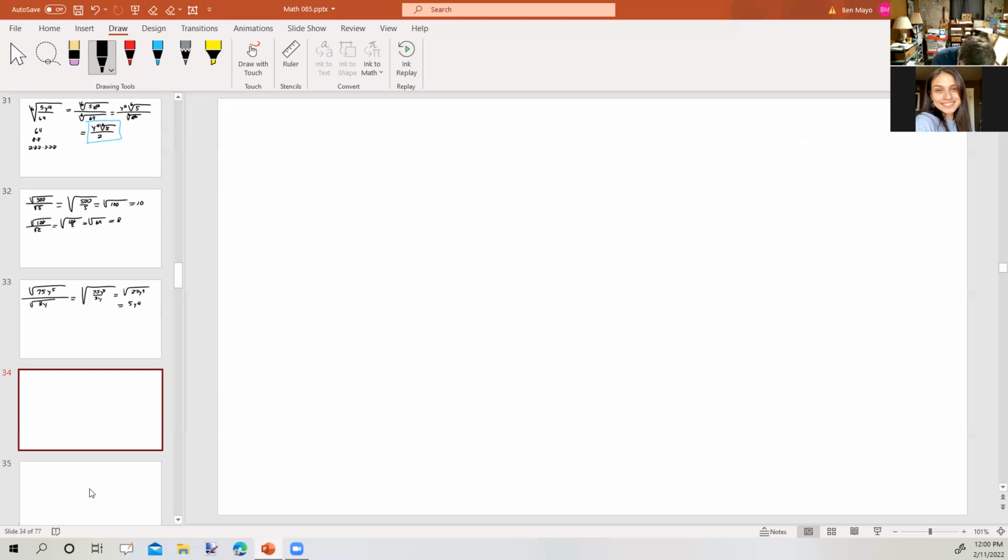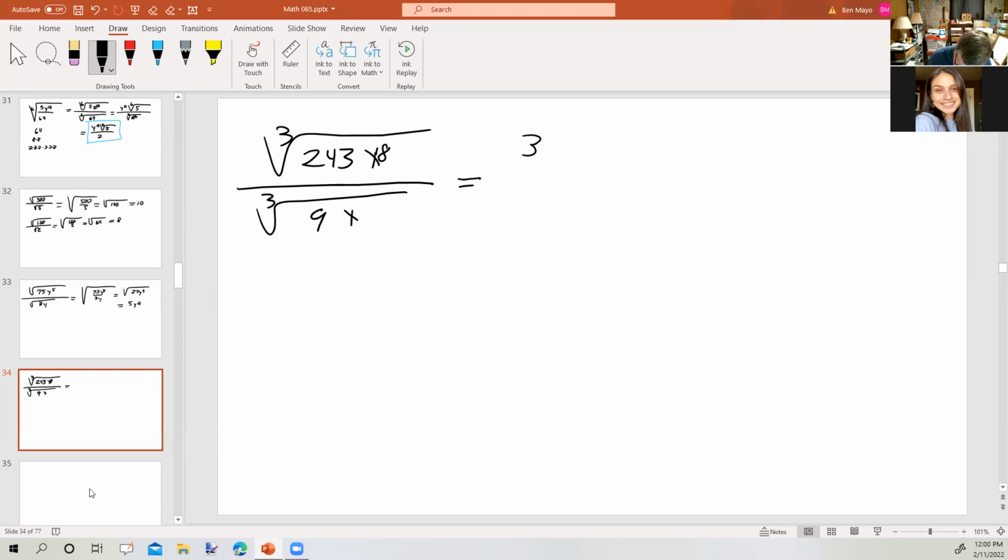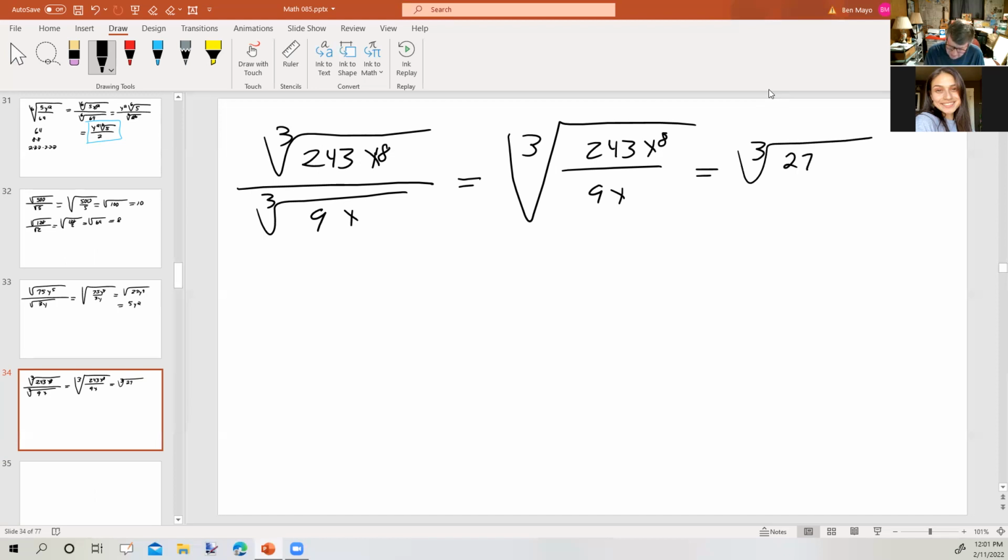Let's say you've got the cube root of 243 x to the 8th over the cube root of 9x. That's the cube root of 243 x to the 8th over 9x, which is the cube root of, let's see, 243 divided by 9. That's what, cube root of 27, and x to the 8th divided by x would be x to the 7th.